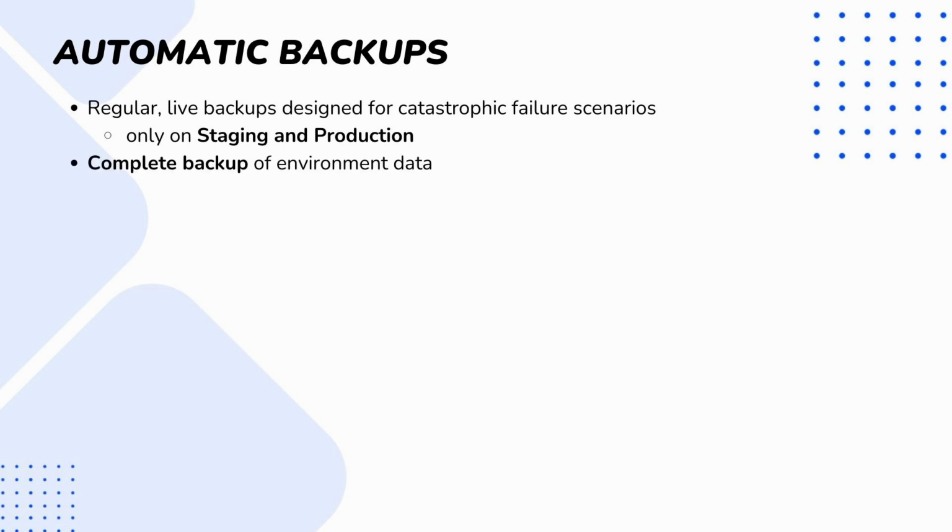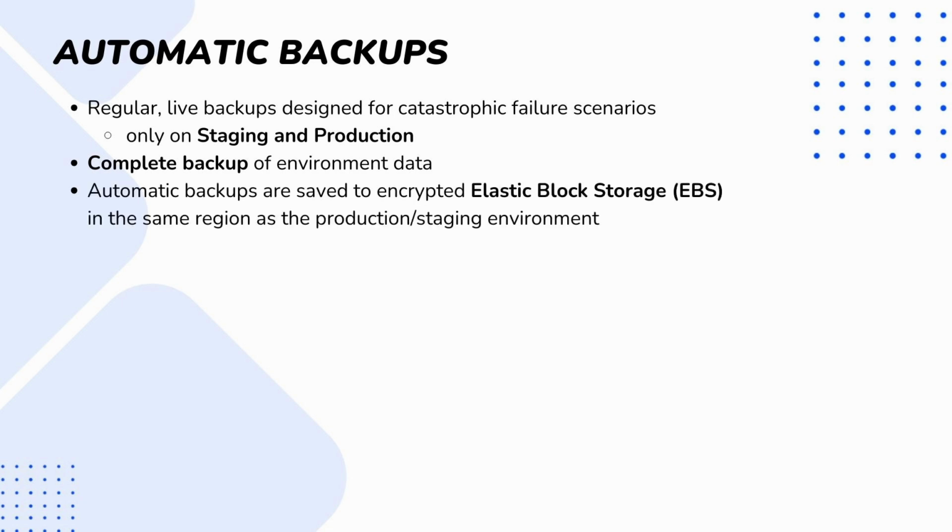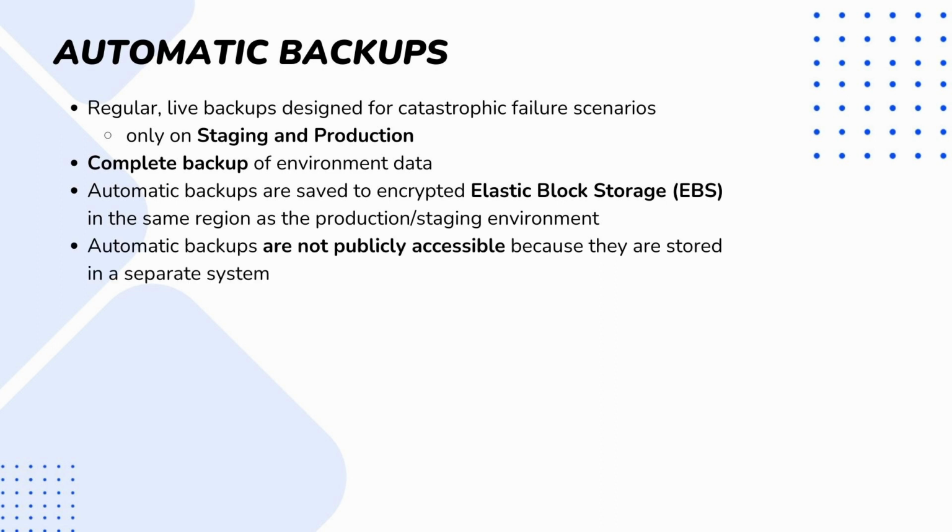Backups of infrastructure as a service environments, also like snapshots, include all persistent data from running services, MySQL databases and so on, and any files stored on the mounted volumes, and of course no code, because code is stored in a Git repository, so there is no need to actually have code inside of this backup. Automatic backups are saved to encrypted elastic block storage in the same region as the production or staging environment, and that's why backups are not publicly accessible, because they are stored in a separate system.